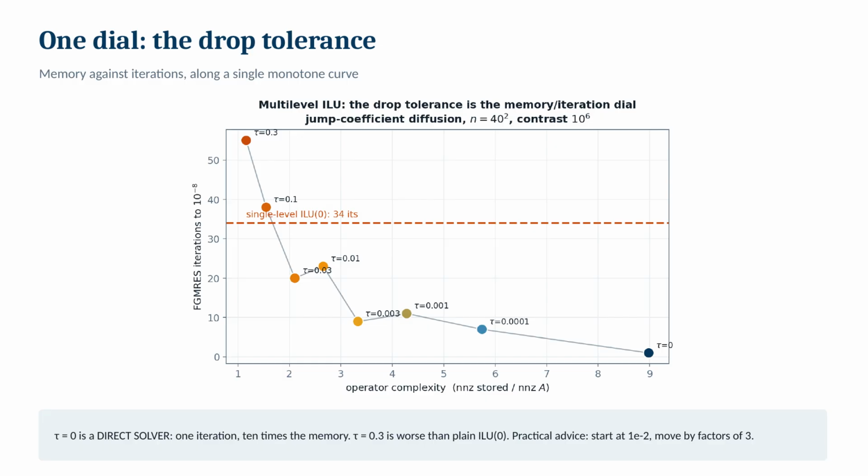This is a genuinely nice property. Multilevel ILU has essentially one tuning parameter, and it moves you along a single curve. Compare that to AMG, where strength threshold, aggregation scheme, smoother, and cycle type interact in ways that are not monotone in anything. If you're tuning a multilevel ILU, start at 10 to the minus 2 and move by factors of 3.